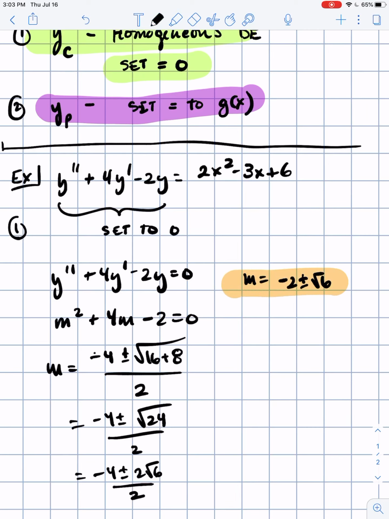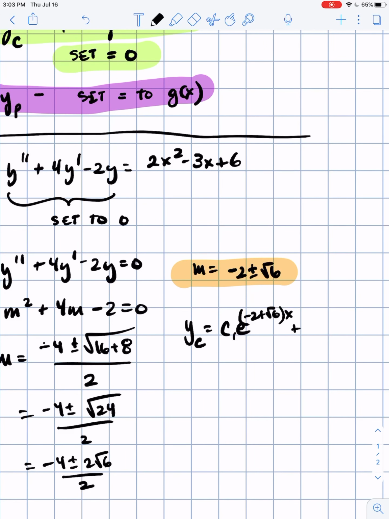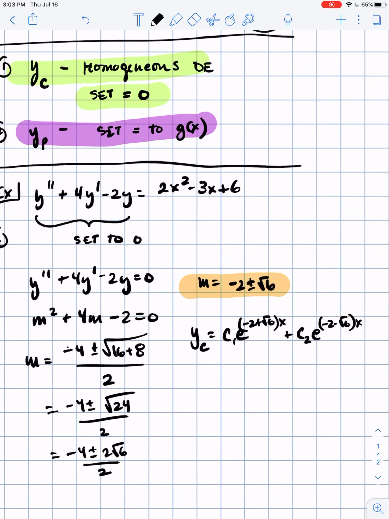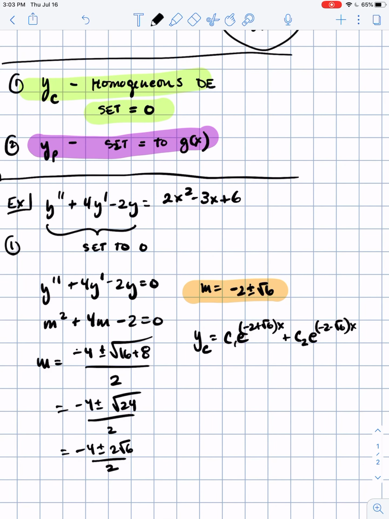So we get for y of c, the homogeneous solution, c1 e to the (-2 plus root 6)x, and then plus c2 e to the (-2 minus root 6)x. Because you don't have an imaginary or complex solution, you don't need sine or cosine in this situation. So that's the first part, but that's review, okay?